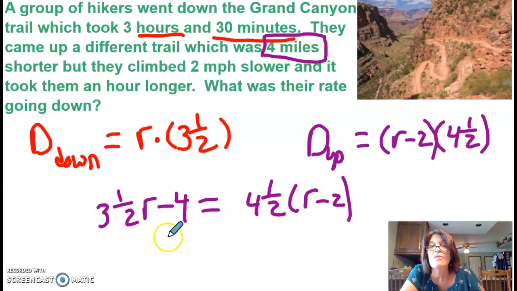Okay, I know that the distance coming up was 4 miles shorter. So be careful, because people want to take the distance up and subtract 4. That's going to make it 8 miles shorter. We want them to be equal, so be careful where you add or subtract 4. Okay, and now it's a problem ready to go. I'm going to change that to 4.5 if that's okay.